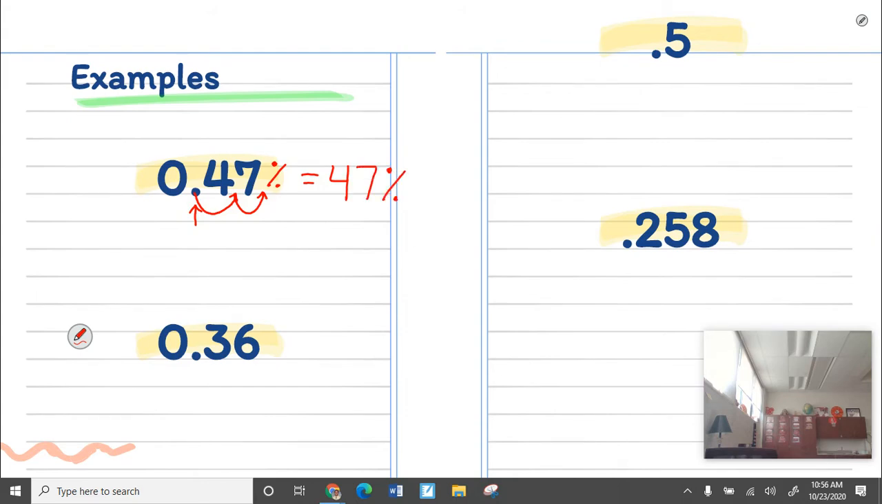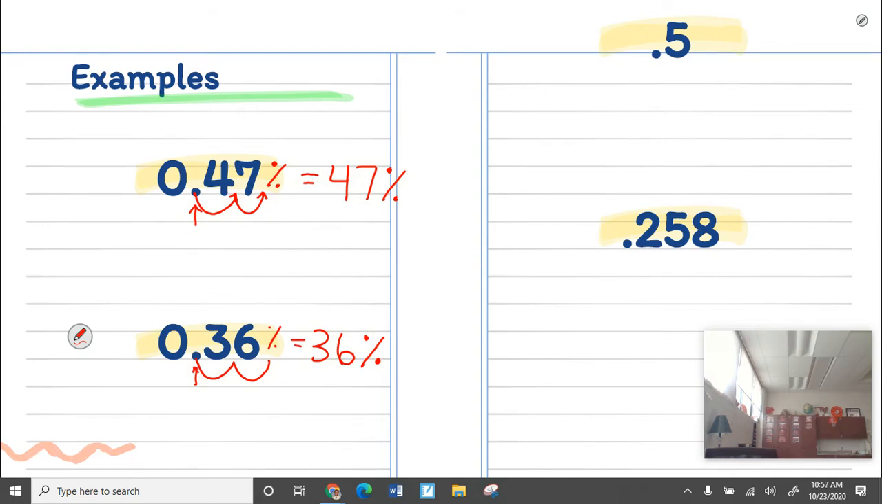Let's do the same thing for 36. I start with my decimal point here. I need to move it 1 spot, 2 spots over, add my percent sign. So 0 and 36 hundredths as a decimal is equal to 36%.